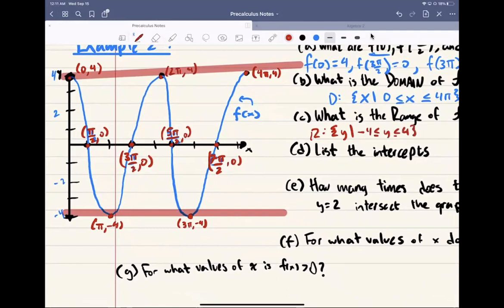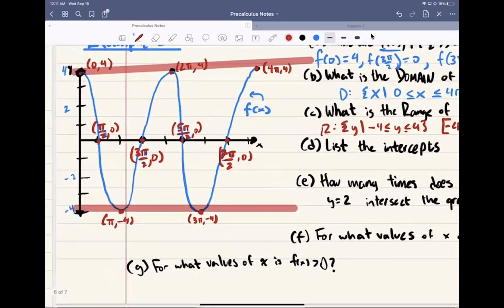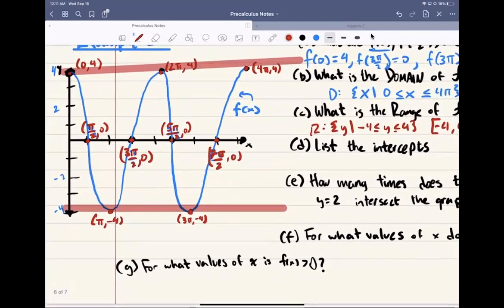If you want to write that in interval notation, that's going to be a bracket of -4 and 4, because we include all the numbers in between. There's a value here, here. All these values are included, so that's where our range is.